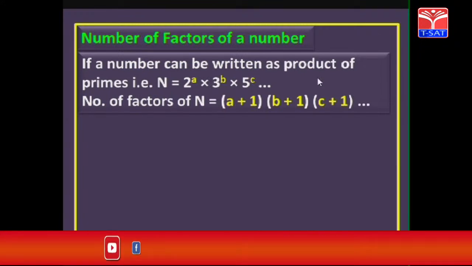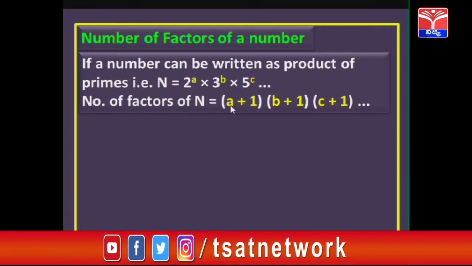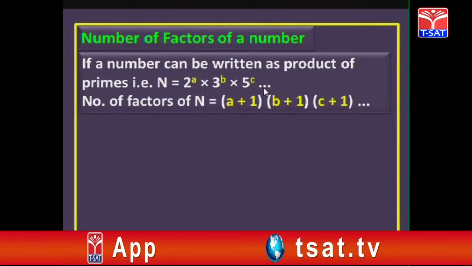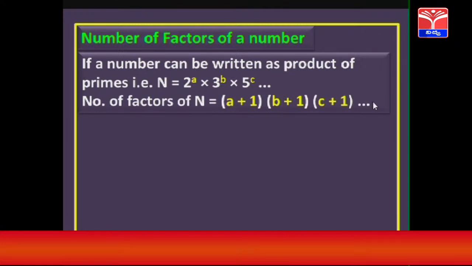It can extend to any number of primes. Then the number of factors of n is given by (a plus 1) into (b plus 1) into (c plus 1) and so on. That means, suppose if I have here 7 to the power of d, I get into (d plus 1) also, children. I hope you understood this.